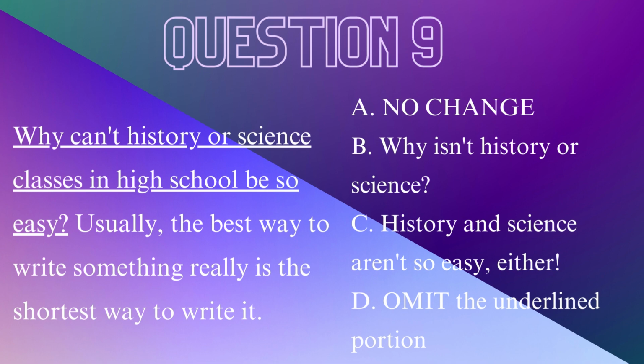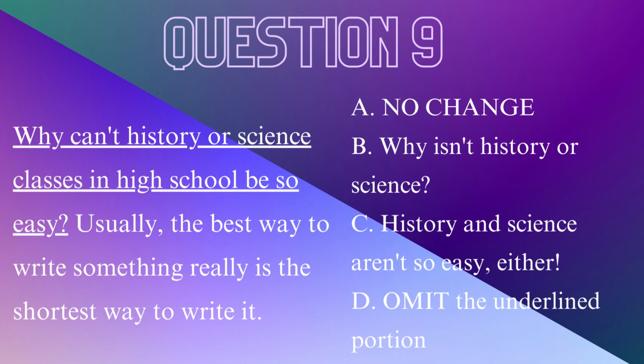So when I look at this, and remember, we're reading this as a passage as a whole, why can't history or science classes in high school be so easy? Usually the best way to write something really is the shortest way to write it. So that underlined portion, ask yourself, is that on topic for that passage as a whole?